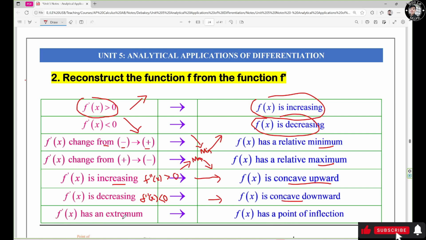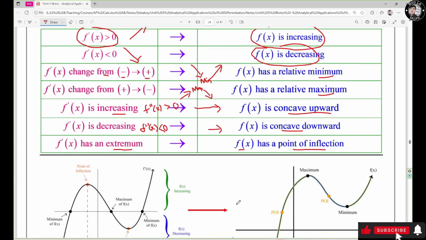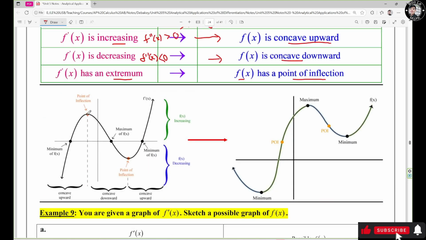If f prime of s has an extremum, then f of s has a point of inflection. Look at this one right here. The relative maximum and relative minimum of the function f prime of s become the points of inflection right here. Now the zeros of f prime of s, 1, 2, 3, become the minimum, maximum, and minimum.